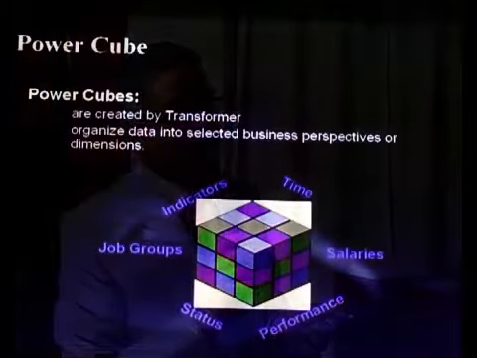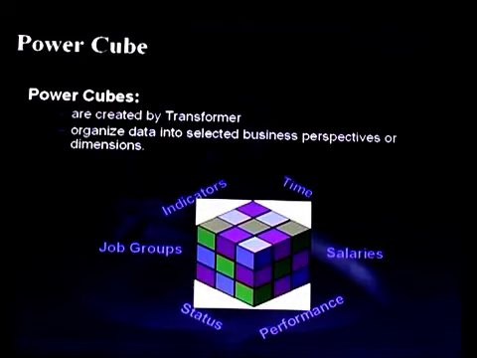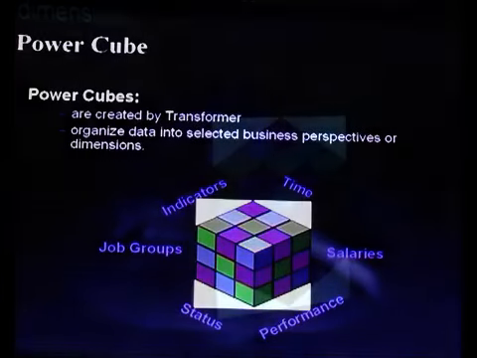So this is basically used to organize the data into selected business perspectives. For example, the picture shown on the slide gives a power cube involving some measures and dimensions. Here time is a dimension, job group is a dimension, status is a dimension, and performance indicators and salaries are measures. So that means when you take a particular category of value on each dimension, you get a combination. On that combination, you are computing the aggregated values for all these measures. The cell contains these aggregated values.